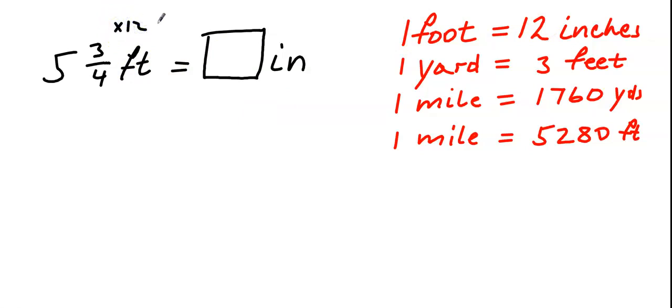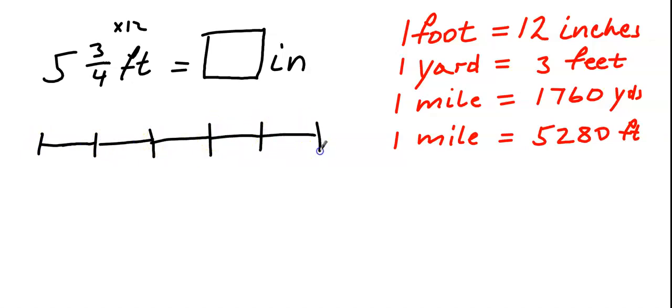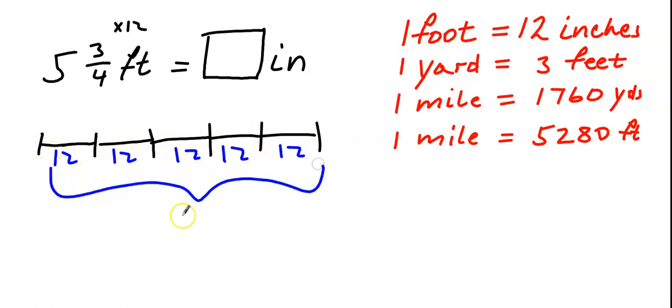Okay, but before we do that, we're going to do this the visual way. You have 5 3/4 of a foot. So 5 full feet. 1, 2, 3, 4, 5. Each foot is worth 12 inches. So 12 plus 12 plus 12 plus 12 plus 12. So 5 of these, 5 times 12 altogether, so far we have 60 inches.